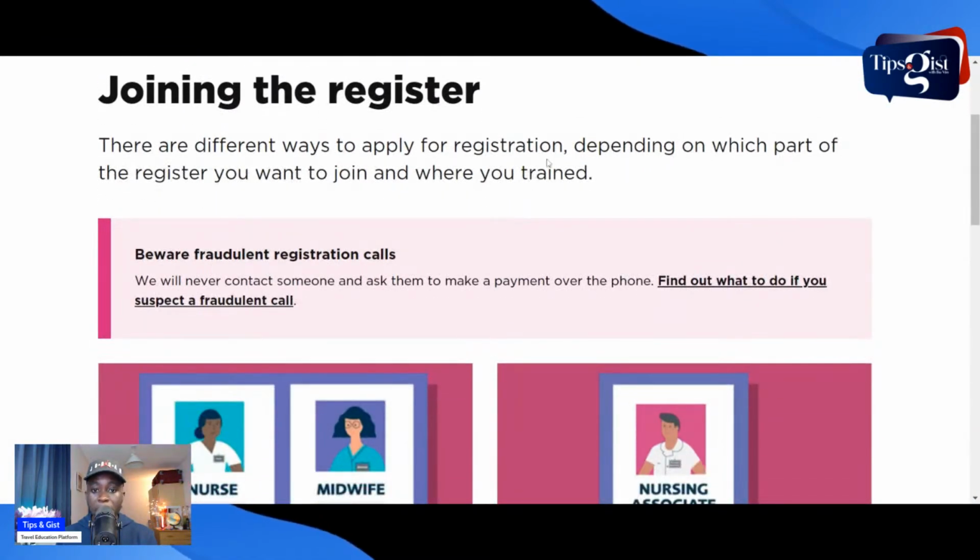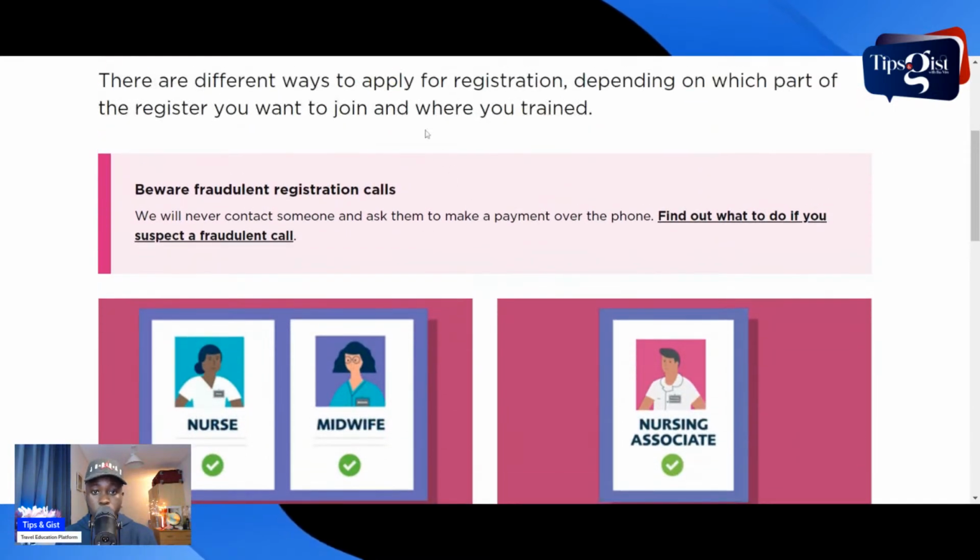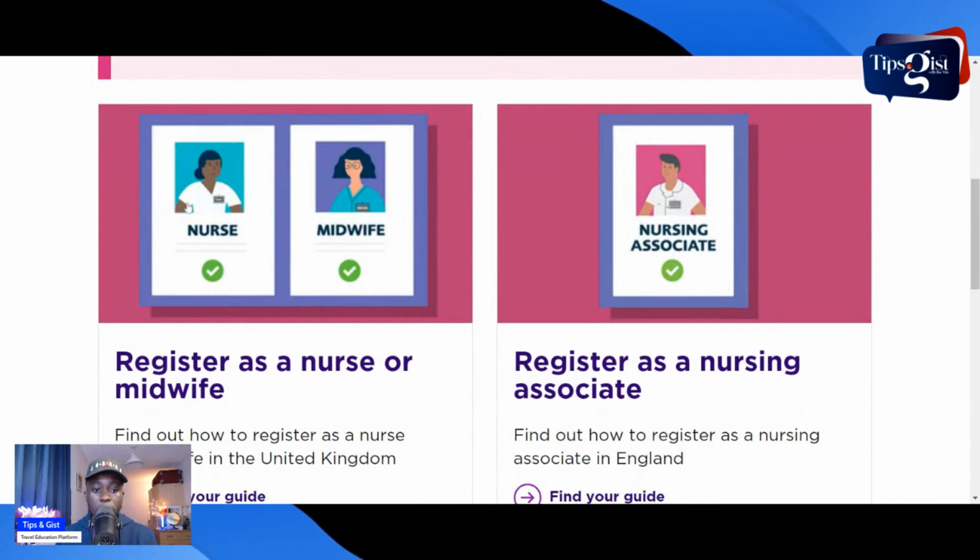There are different ways to apply for registration depending on which part of the register you want to join and where you were trained. All right, so you can register as a nurse, as a midwife, and as a nurse associate.